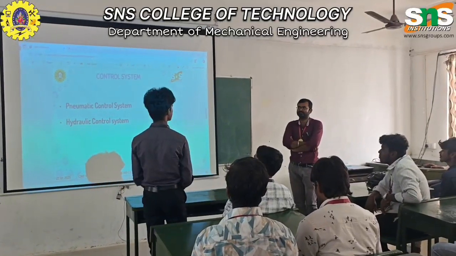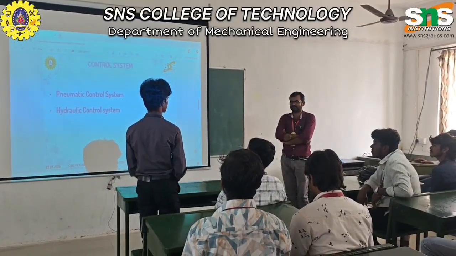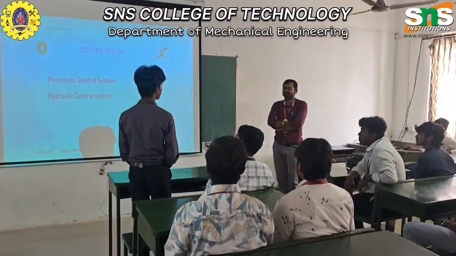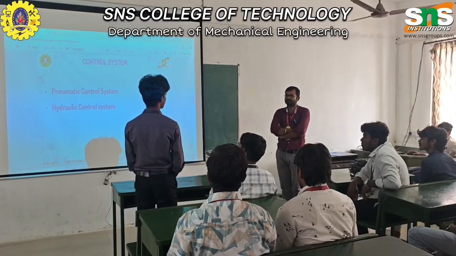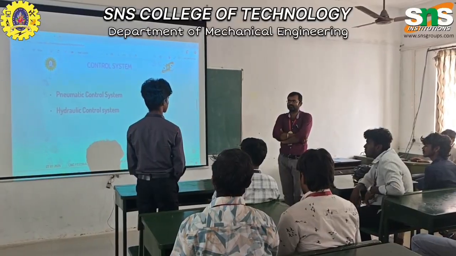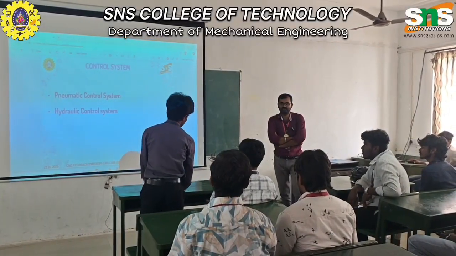Sir, in the previous class we discussed NC, CNC and DNC, sir. If NC is connected with a computer, it is called CNC. If a group of CNC machines is controlled by a central computer, it is called DNC, sir. That's why it is. Super.